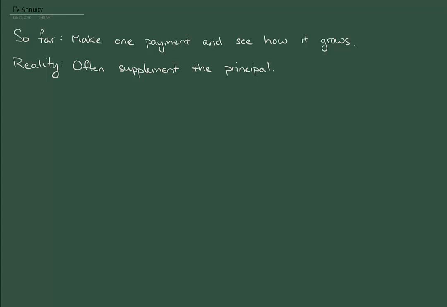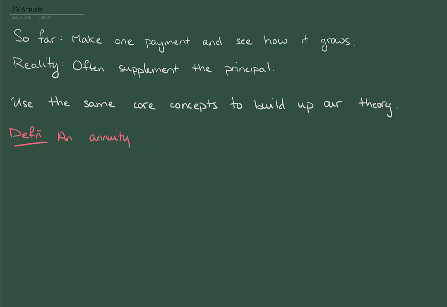Until now, we've been looking at what happens when we deposit a single value and let it grow. In reality, that initial principal is often supplemented. You might be investing regularly or repaying a debt. To treat the case of repeated payments, we're going to use the same concepts as compounding interest to build up our theory. So this financial object is called an annuity, and it occurs when we make repeated and regular payments.